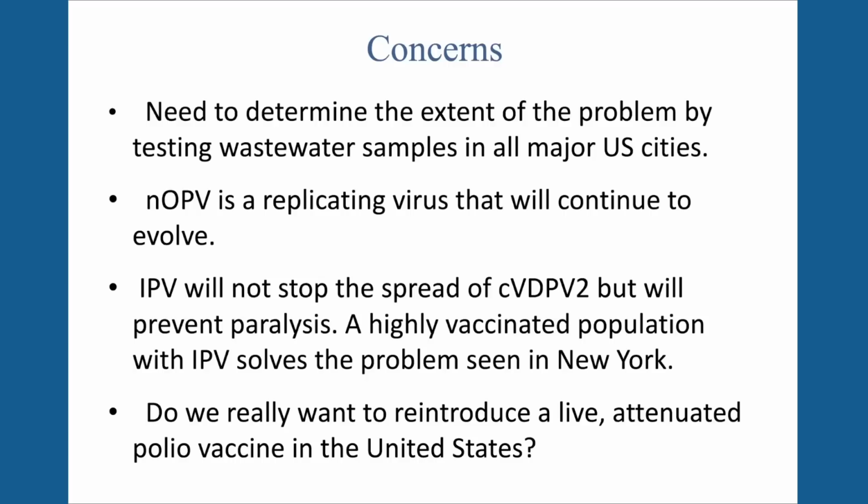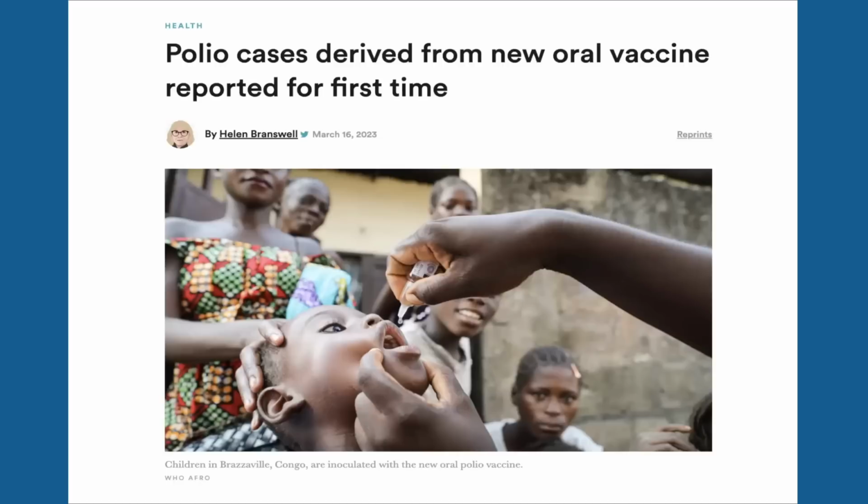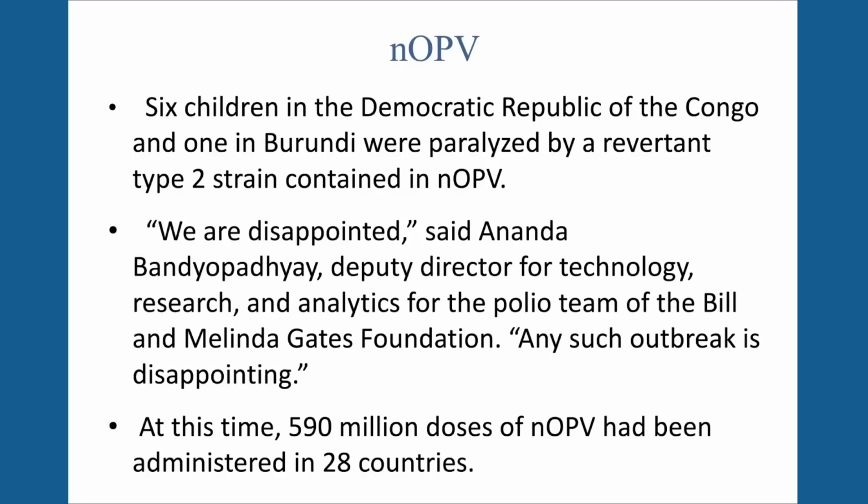Do we really want to reintroduce a live attenuated polio vaccine in the United States? And then to get to a point that Dr. Andino already made, as was said previously, and as you would know, for anybody who watches TWIV, this vaccine can evolve. It's still a live virus and always had the capacity to revert to neurovirulent type. And that's what happened. There were 6 children in the Democratic Republic of the Congo and 1 in Burundi that were paralyzed by a revertant type 2 strain contained in NOPV.